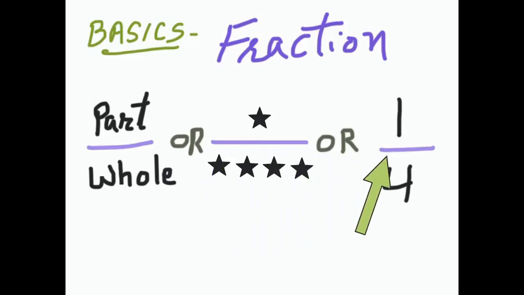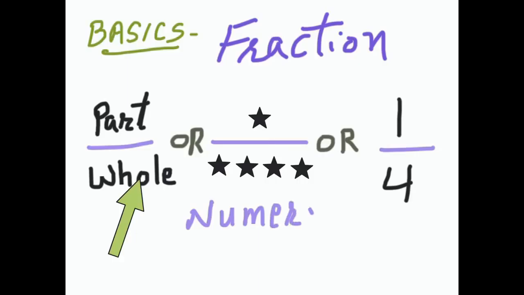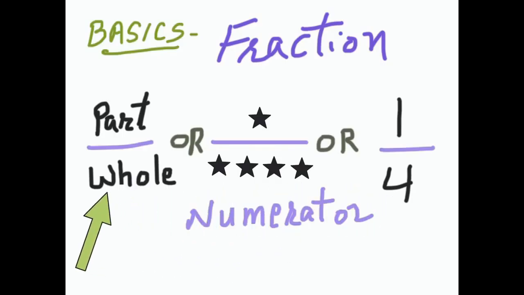And if we write it in numbers, we can represent the exact same thing, which is 1 over, or divided by, 4. We also learned that the number above the line is called the numerator, and the number below the line is known as the denominator.